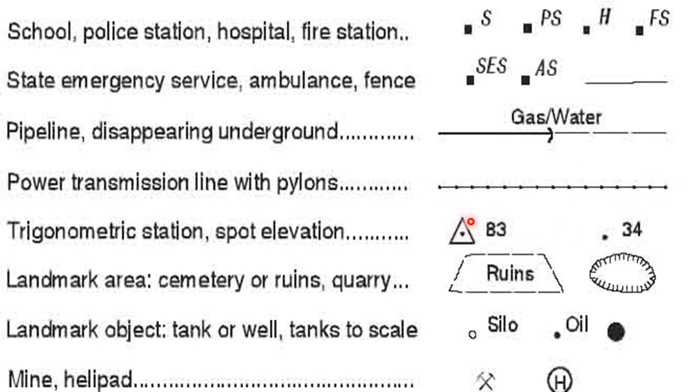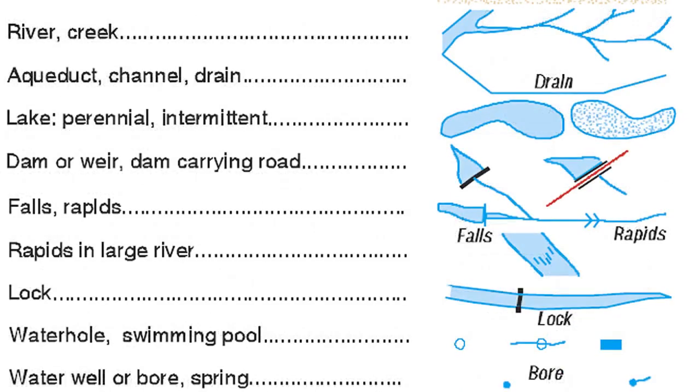Trig stations show you high ground. On a trig station you'll usually be able to see some sort of marker on top of the high ground. Landmark areas, ruins, cemeteries, quarries, silos, mines and helipads are all good information. If you're supporting firefighting, then blue features are interesting for the pilots because that's where you can get water to bomb the fires.